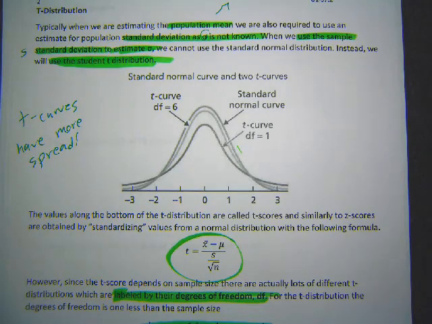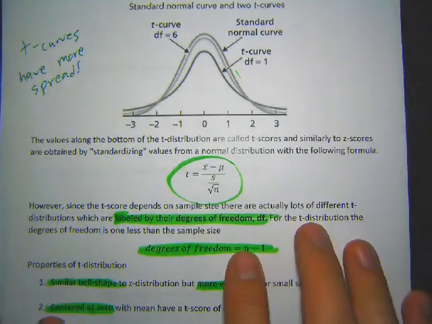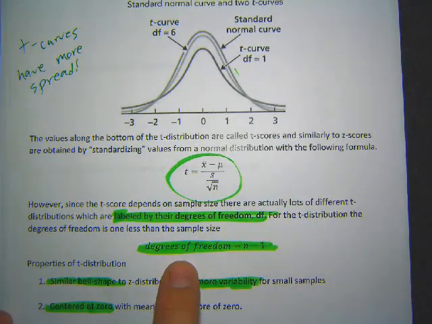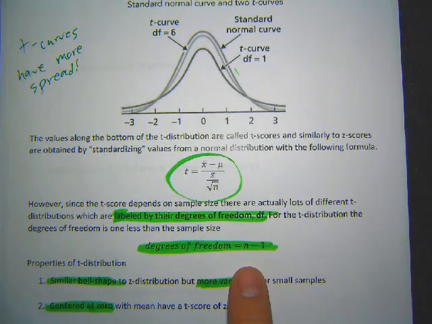And again, just really be careful about the degrees of freedom. That's probably the most important thing on this page: remember the degrees of freedom for your t-scores is always 1 less than the sample size.